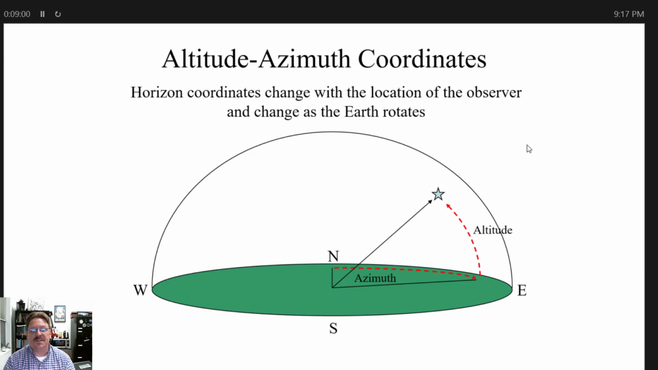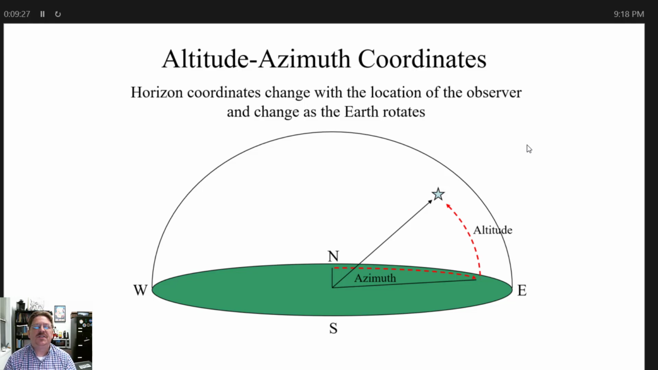With this coordinate system, the first one, altitude, is simply the angle of height of the object of interest off the horizon, or a flat plane as defined by the individual observer's location. That's altitude.